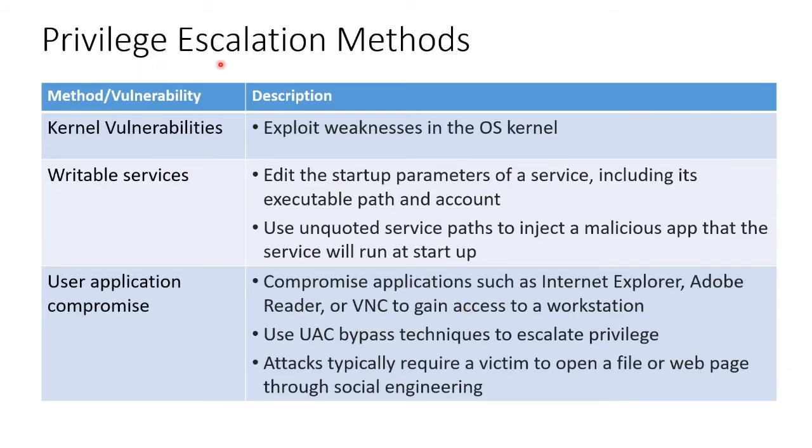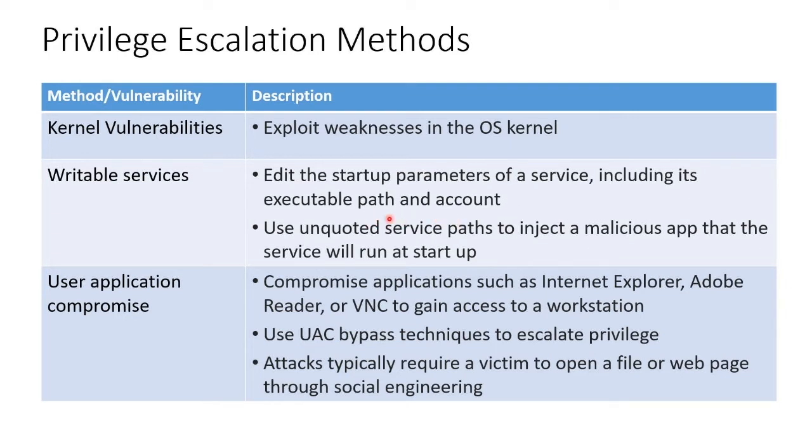So some privilege escalation methods take advantage of vulnerabilities in the kernel itself, exploit weaknesses in the core part of the OS. Take advantage of services that are what we call writable. You could potentially change the startup parameters of a service, including where its executable is located physically and the account it uses, and then have it run when it starts in a level that is more than it should.